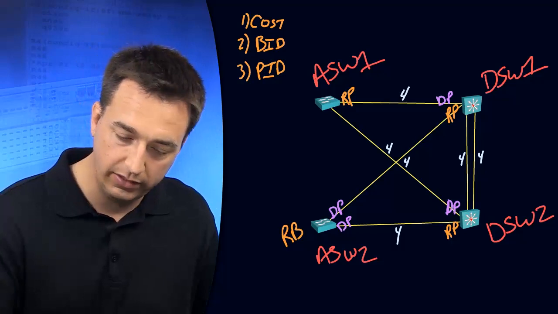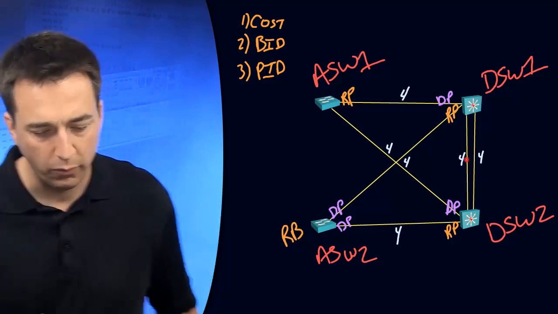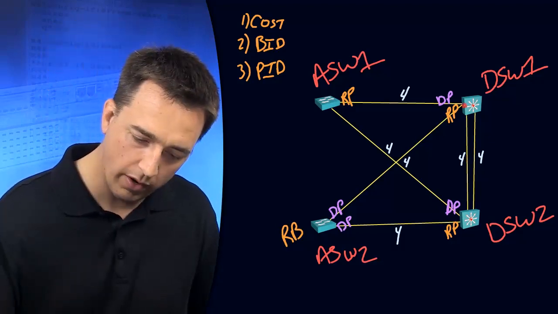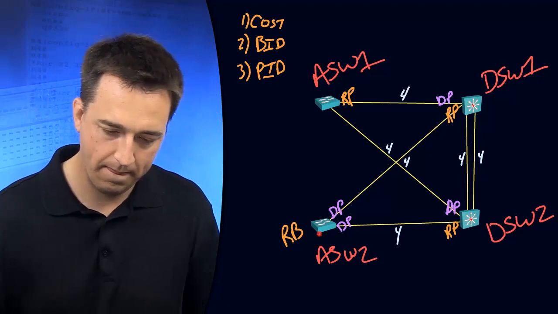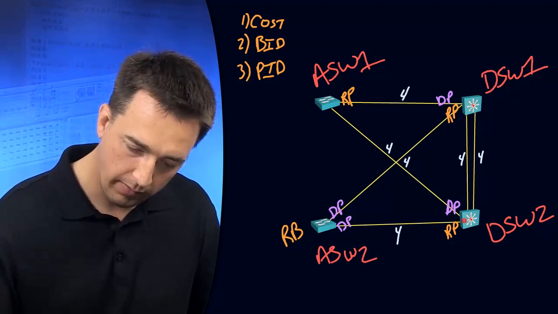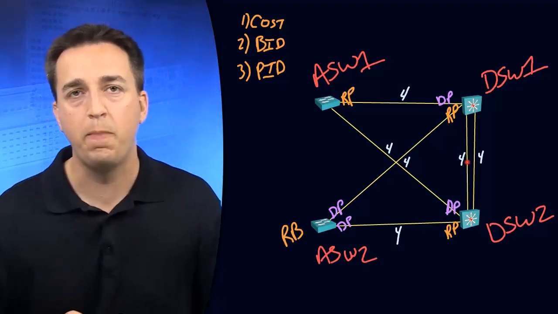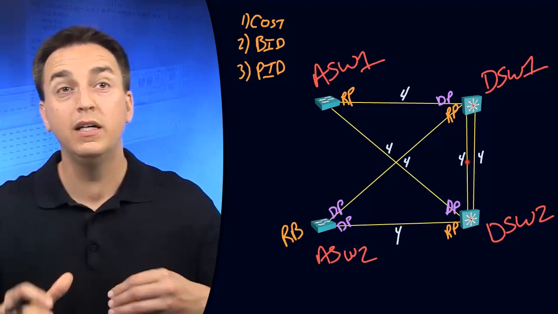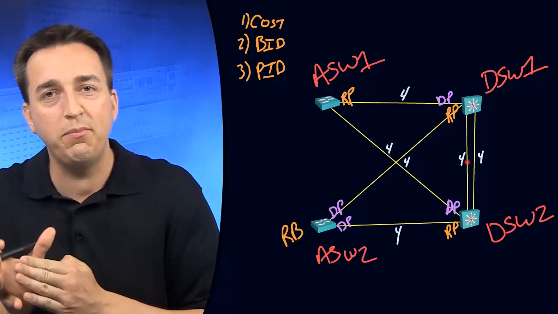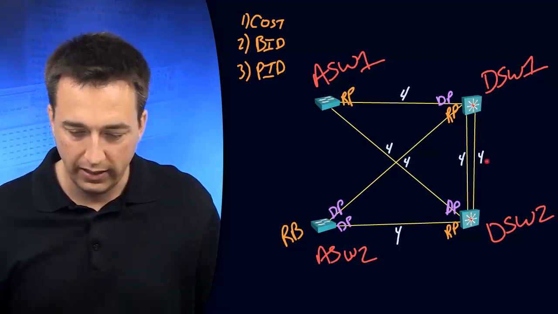Now let's analyze these 2 links here. We'll start off with the one on the left-hand side. If we go this way, it's 4 plus 4. It's 8. We have a tie. So what must be done now? We must look at the bridge ID, the upstream bridge ID. So you're in the middle of the link. Does DSW1 or DSW2 have the lower bridge ID? Well, let's examine that.